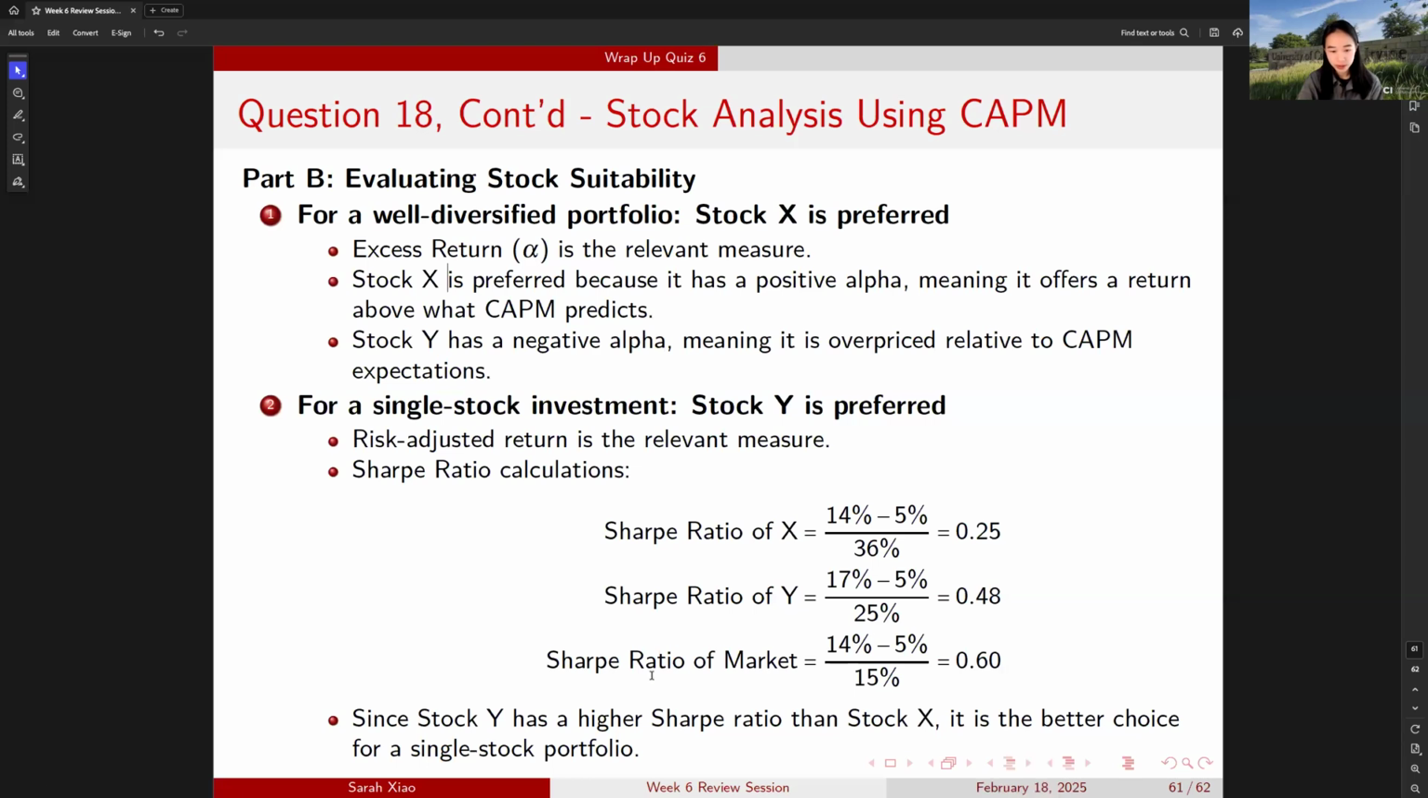So we know that stock Y has a higher Sharpe ratio than stock X. So it is a better choice for a single stock portfolio. Although we notice that the market Sharpe ratio is the highest, which is 0.6. But if we only want to choose one single stock, stock Y will be better in this case.